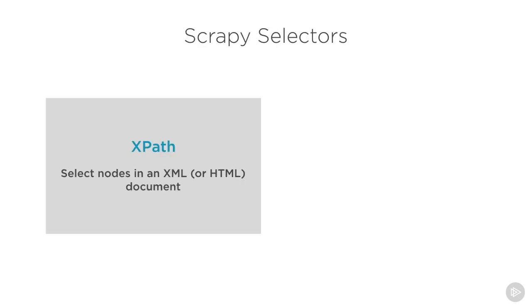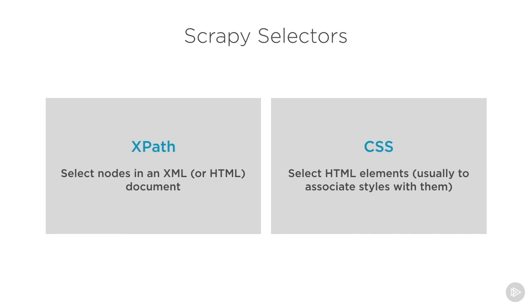XPath allows you to represent a hierarchical path in an XML or an HTML document. This path starts at some top level element, goes down the nested elements till you reach the element that you're interested in. Scrapy selectors also work with CSS class names. CSS class names are typically defined in a CSS file and applied to specific HTML elements within your document in order to set up the visual look and feel of that element. Using CSS class names, you can select all elements which have the same style applied.